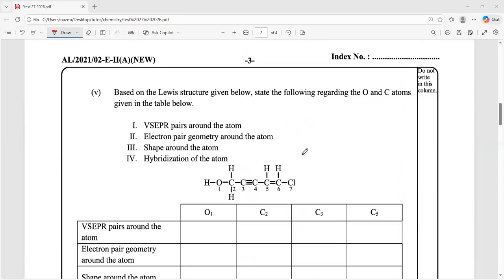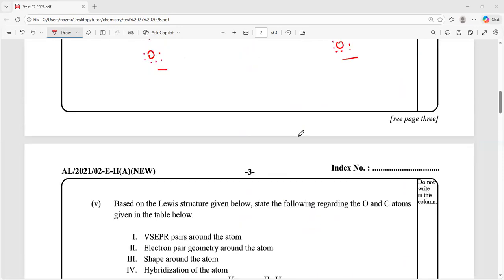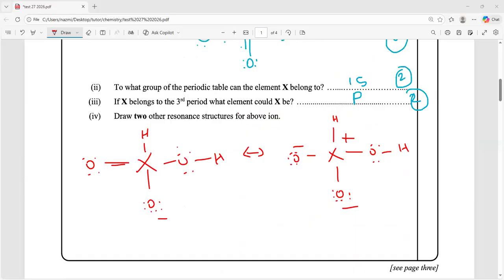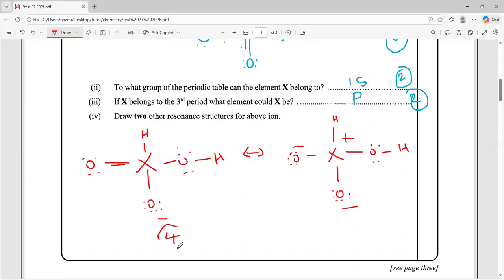Is that clear, right? So based on the Lewis structure, marks for those resonance structures are 4 each. Here also make sure the charges are there and lone pairs are there. Otherwise, no marks.